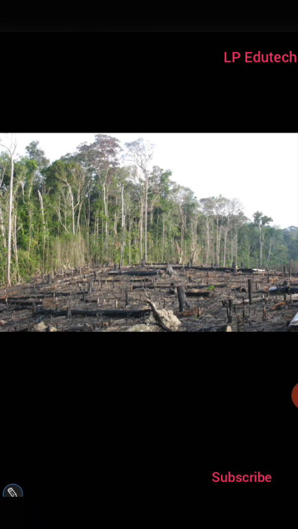Today, many endemic species are on the verge of becoming extinct because of these issues. So this is how we have covered the vegetation of Brazil, as well as the wildlife of Brazil.